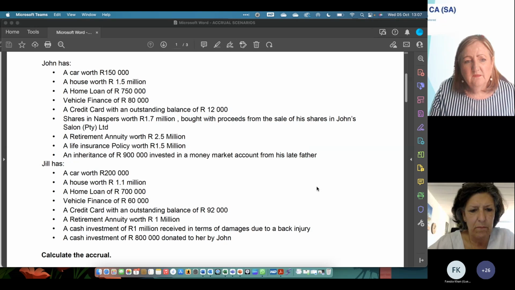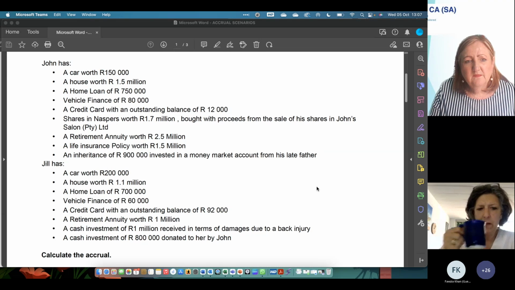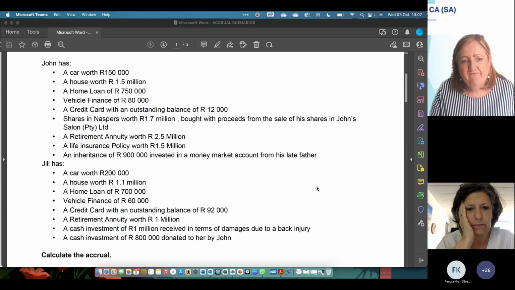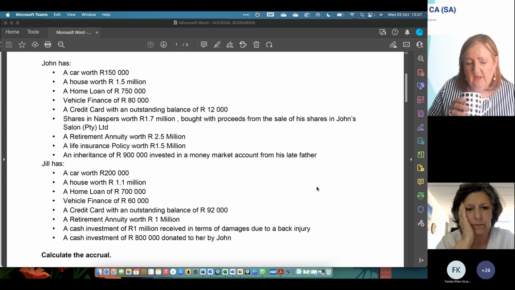Jill has a car worth 200,000, a house worth 1.1, a home loan of 700,000, vehicle finance of 60,000, a credit card with an outstanding balance of 92,000, a retirement annuity worth 1 bar, a cash investment of 1 million received in terms of damages due to a back injury, and a cash investment of 800,000, which was donated to her by John. So guys, in this example, we do have 1 or 2 pitfalls, which I'm going to alert you to right off the bat.